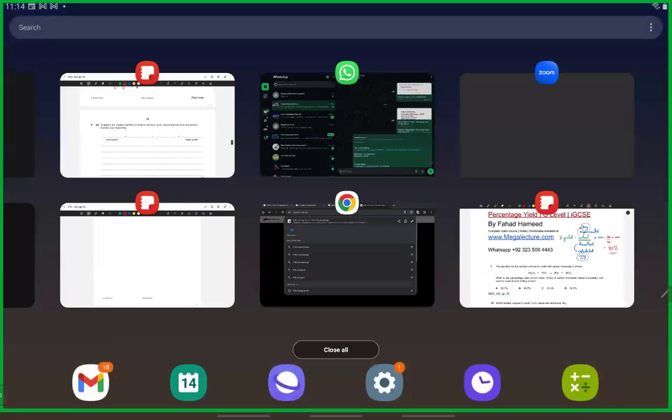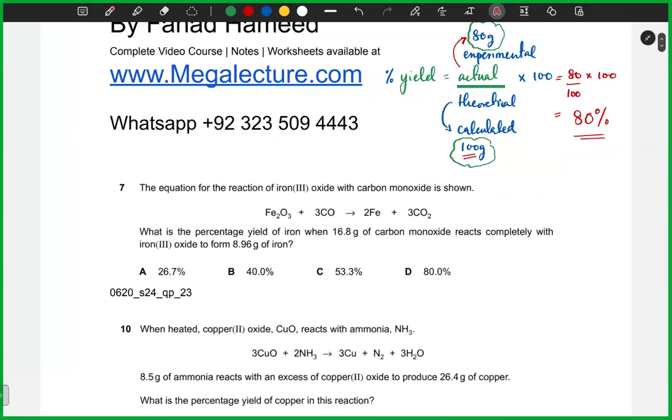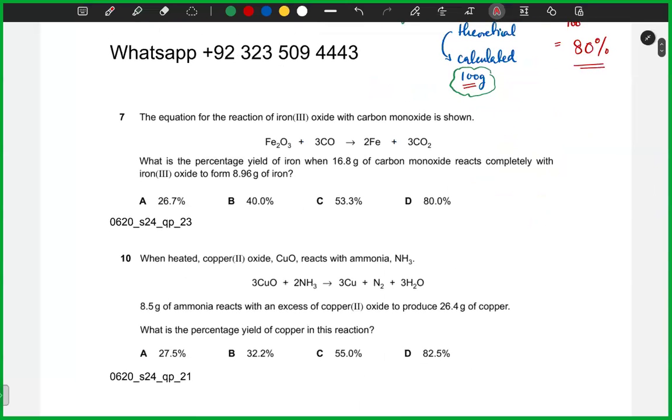So that's my worksheet. Okay, let's start doing these questions. For example, he says that there is 16.8 grams. Remember, you need a calculator for this. So, 16.8 grams of carbon monoxide, right?